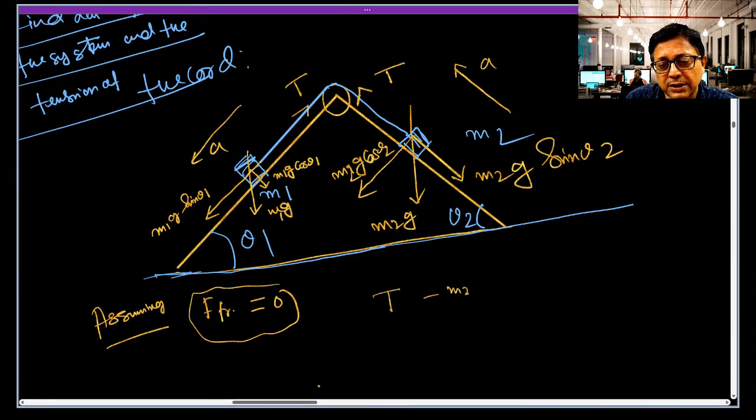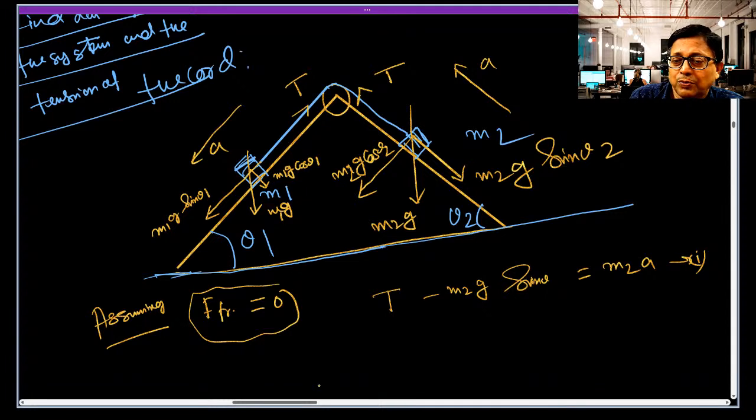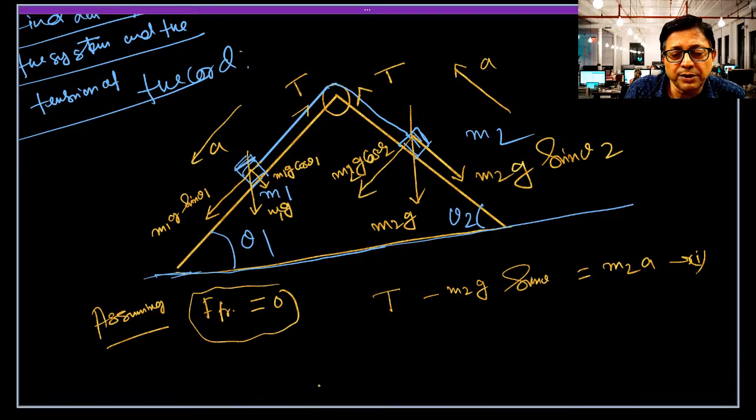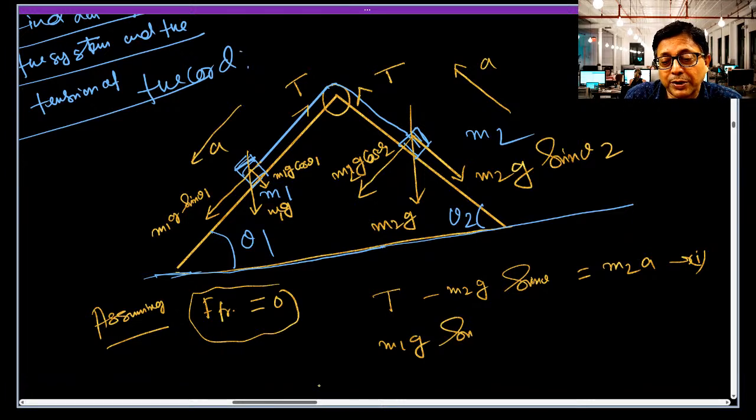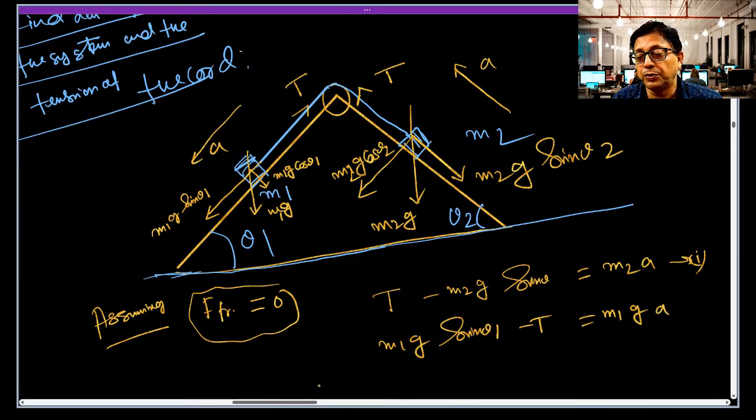T minus M2G sin theta 2 equals M2A. Am I right? Along the incline it's moving up, so mass into acceleration. What about this mass? This mass is being pulled down by what force? M1G sin theta 1. So M1G sin theta 1 minus T equals M1A. You agree? I have written both the equations correctly, isn't it?